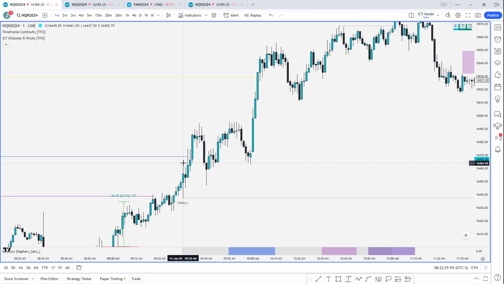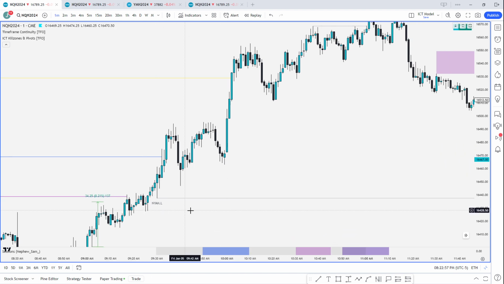So 9:30 is true open. You can treat that as kind of your Judas swing. You typically want to avoid the first 20 minutes or so on a 9:30 true open, just so you can gauge what the market wants to do. Some days it'll be cleaner, some days it won't be.